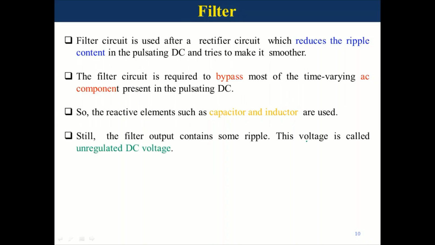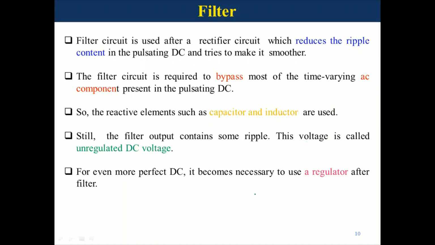Still the filter output contains some ripple component, which is very small. That's why the output of the filter we can call an unregulated DC. There is a very small amount of AC component present in the filter output. For even more perfect DC, it becomes necessary to use a regulator after the filter circuit.